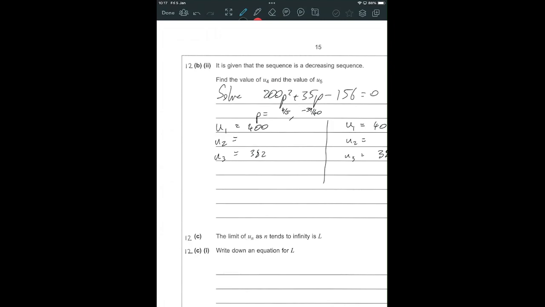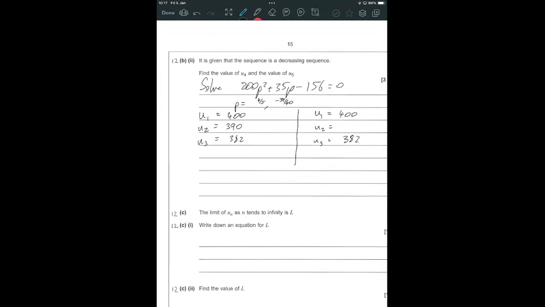So with the 4/5, that's 400 times 4/5 plus 70. That gives me 390. If I do it with the negative 39 over 40, that's going to give me negative 320. So we're going to reject that one, that's not decreasing. It's going to be bouncing between positive and negative. So it's the 0.8 that we're going to use.